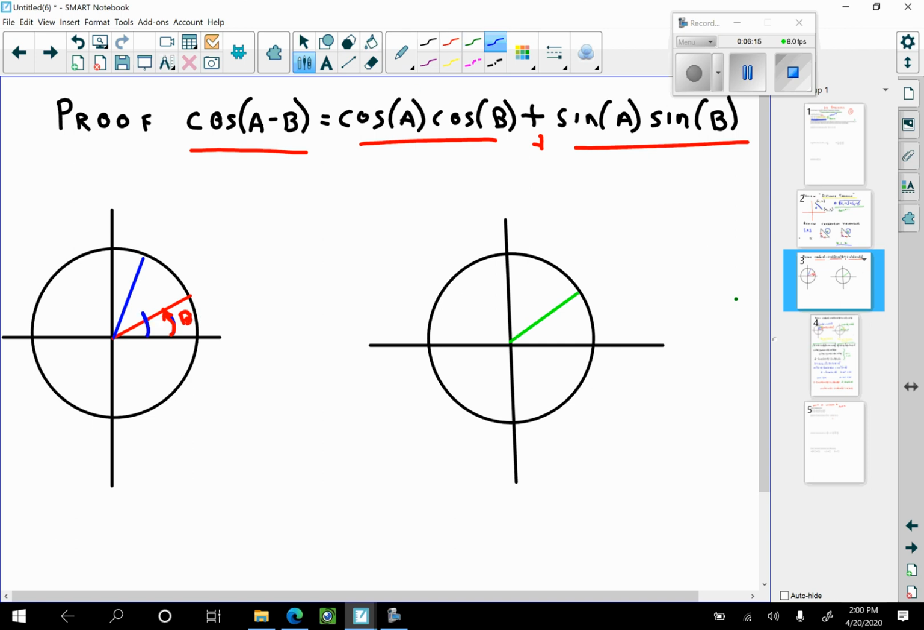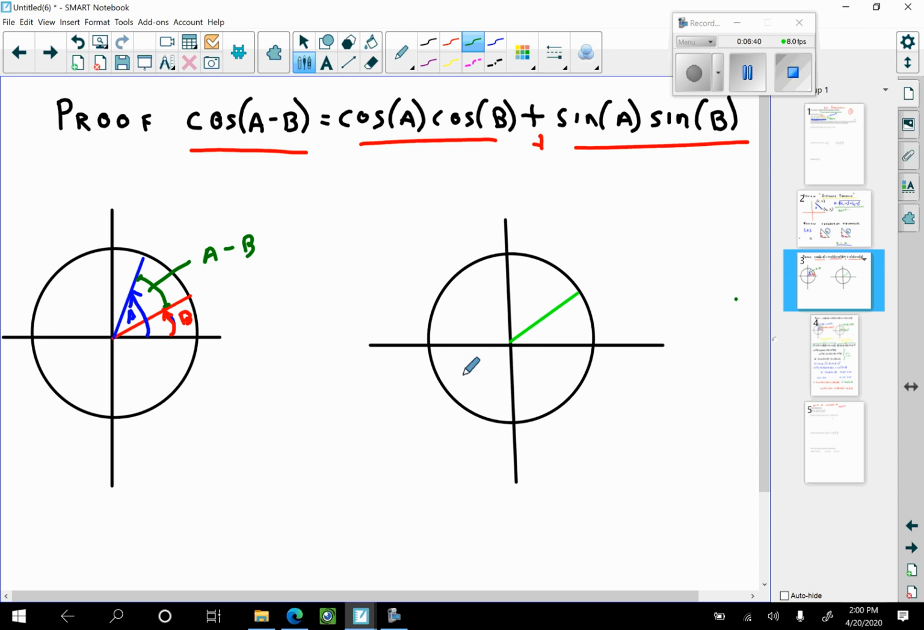This angle right here is going to be A. This is the angle right here in the middle. That angle is A minus B, because I go to A and I take away B. That's the measure of this angle right here, A minus B.